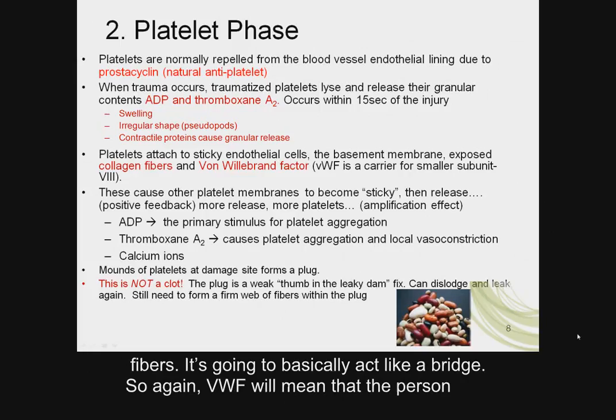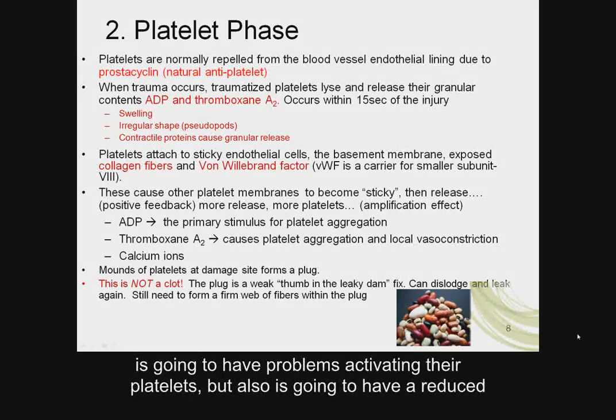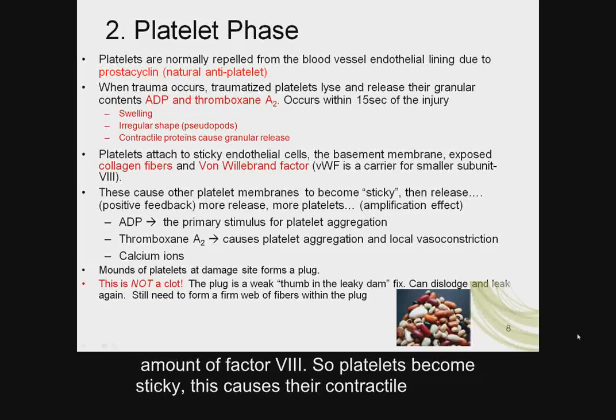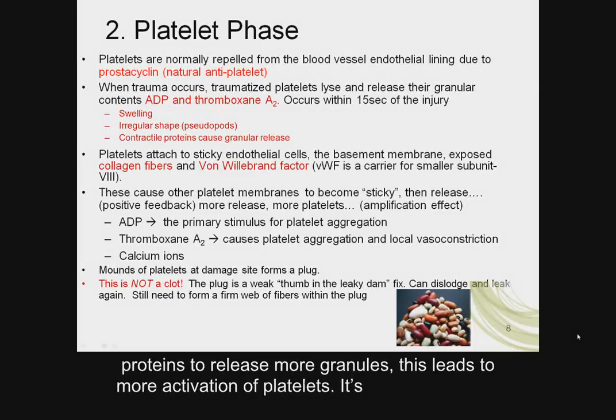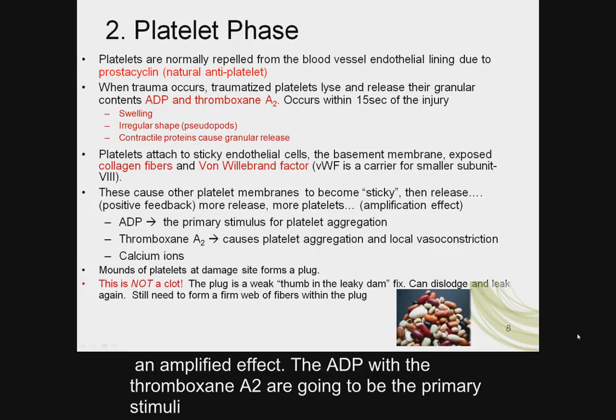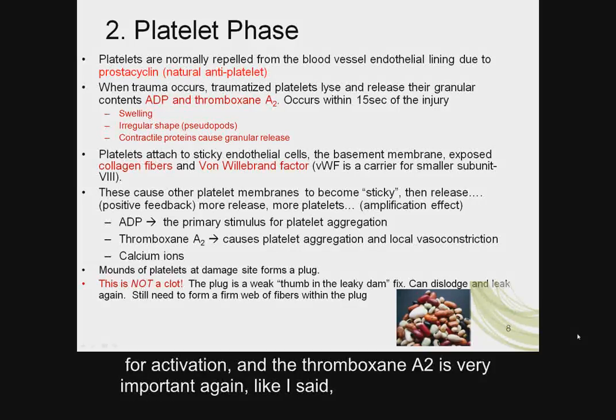So again, if they have a deficiency in von Willebrand factor, the person is going to have problems activating their platelets. But they will also have a reduced amount of factor VIII. And I'll talk about that more in a future segment. To get back to normal, so platelets become sticky. This causes their contractile proteins to release more granules. This leads to more activation of platelets. It's all an amplified effect.